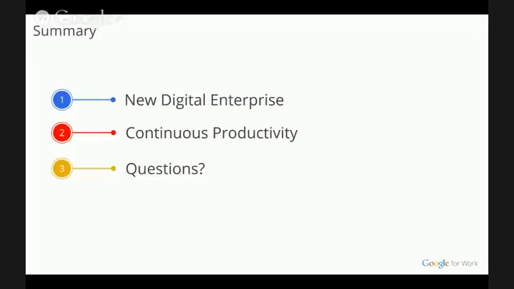So just in summary, we talked at the beginning about how technology is giving rise to new digital enterprises, but also putting pressure on incumbents to adapt and in some cases disrupt their own existing processes in order to take advantage of technology. And then we talked quite a bit about continuous productivity.